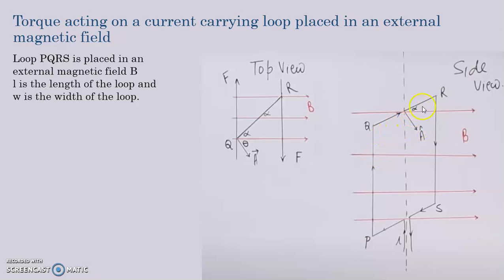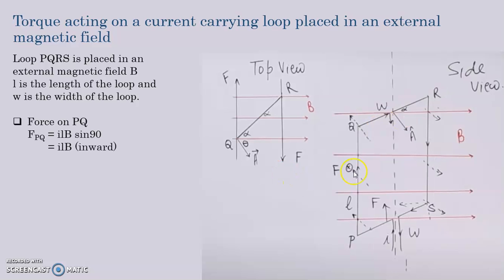We will be finding two things, force and torque acting on this loop, because we know that there are two motions, that is linear motion and rotational motion. For linear motion, we have to consider force, and for rotational motion, we have to consider torque. First, let us calculate force. We will first calculate the force acting on PQ part of the wire and denote it by FPQ.